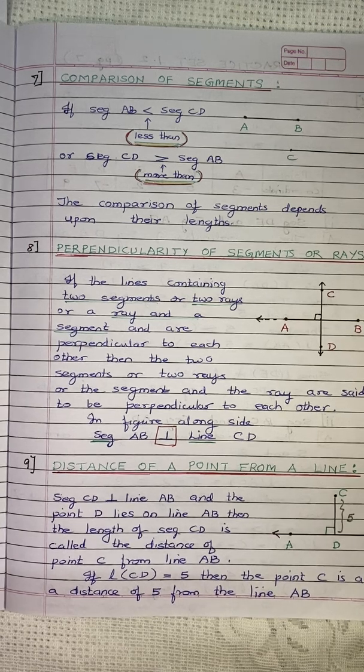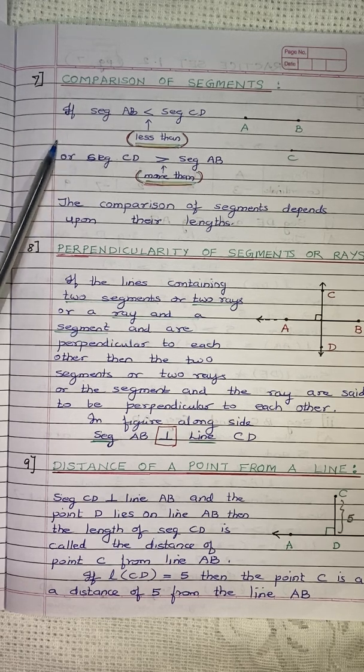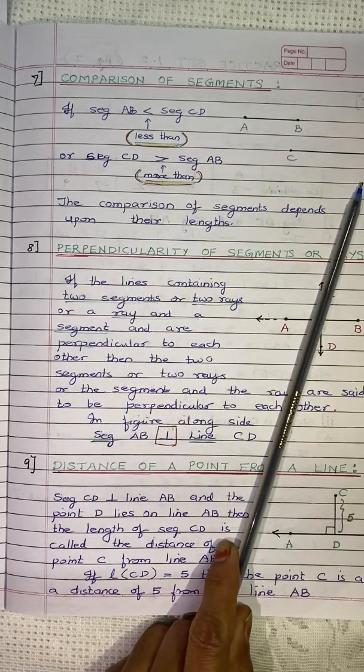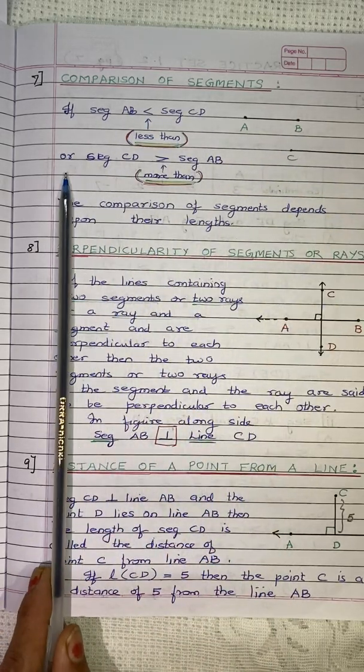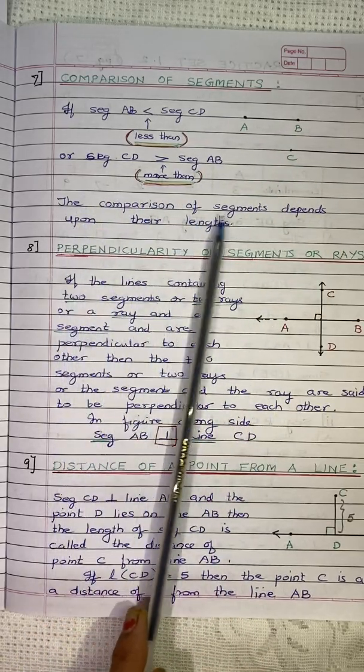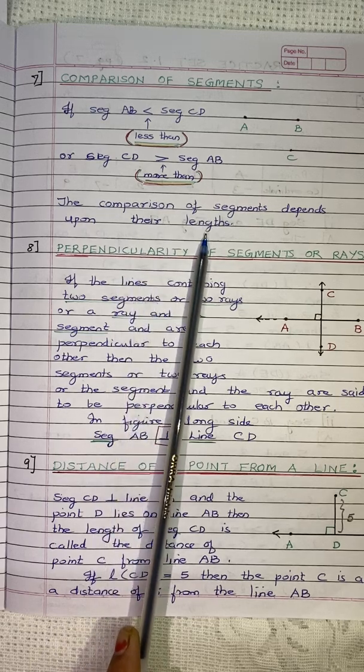Seventh one, comparison of segments. Segment AB is smaller than or less than segment CD, or segment CD is greater than or more than AB. The comparison of segments depends upon their length.